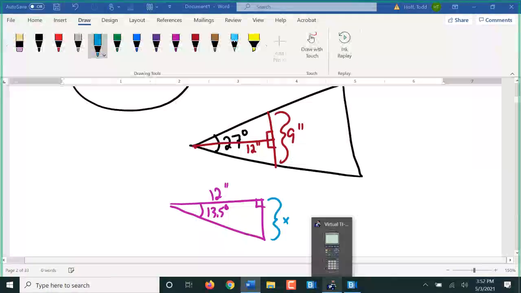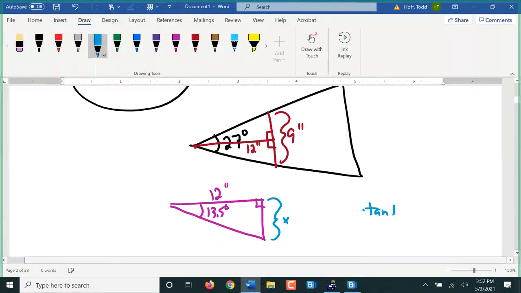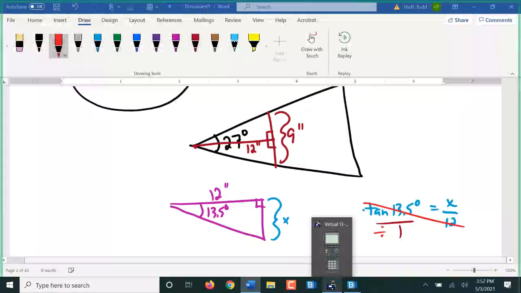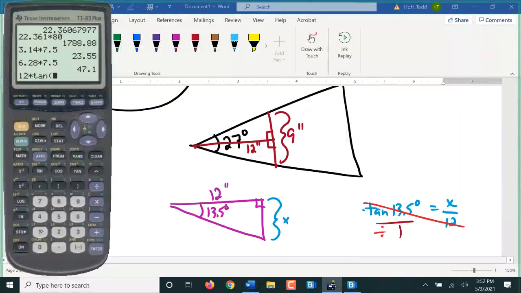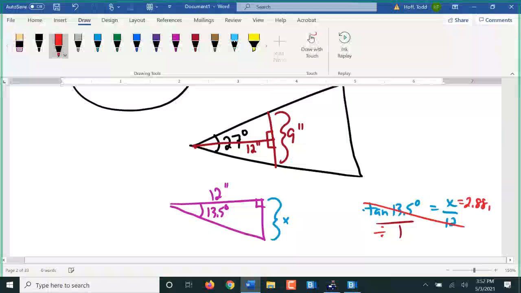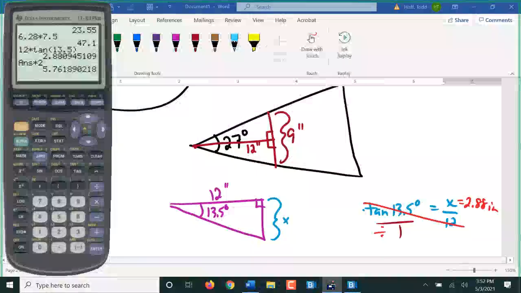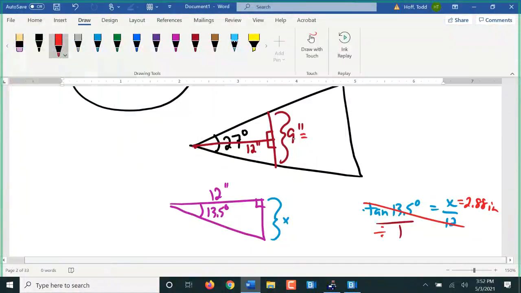I'll call that X. Tangent of 13.5 degrees equals X over 12. Find 12, I put that over 1, and we'll cross multiply and divide. That gives us 2.88 inches. Times 2 is 5.76 inches. Is it 9 inches or is it 7 inches I have to have? I think it's 7. Okay, that makes more sense. So what I actually have there is 5.76 inches.